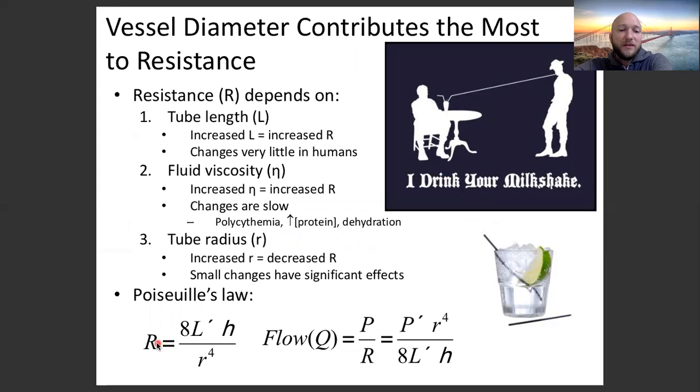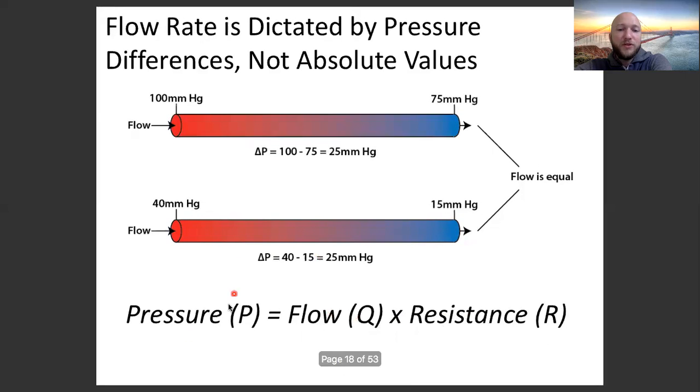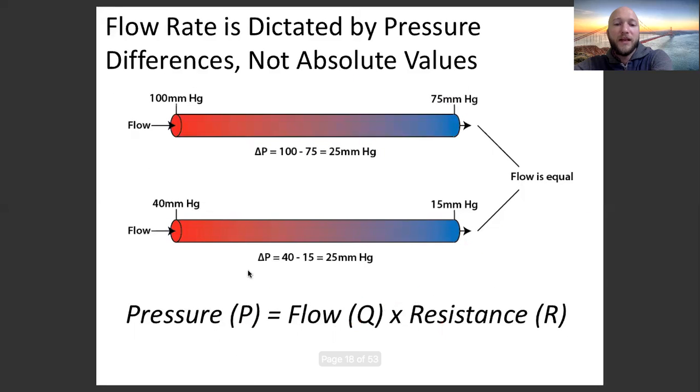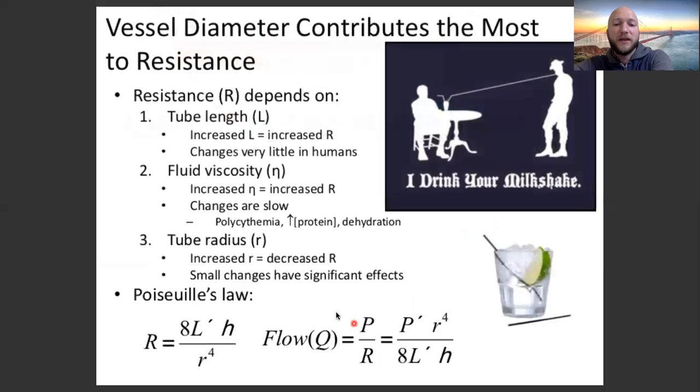Resistance is equal to 8 times length times fluid viscosity divided by radius to the fourth. So you don't need to memorize this one. This one you do need to memorize. But this one down here, you don't need to memorize. But I want you to understand a few things about it. I want you to understand the contributing variables. I'm not going to have you do any math regarding this one right here, but I do want you to understand the contributing variables. There will most likely be some math regarding this one on the exam.